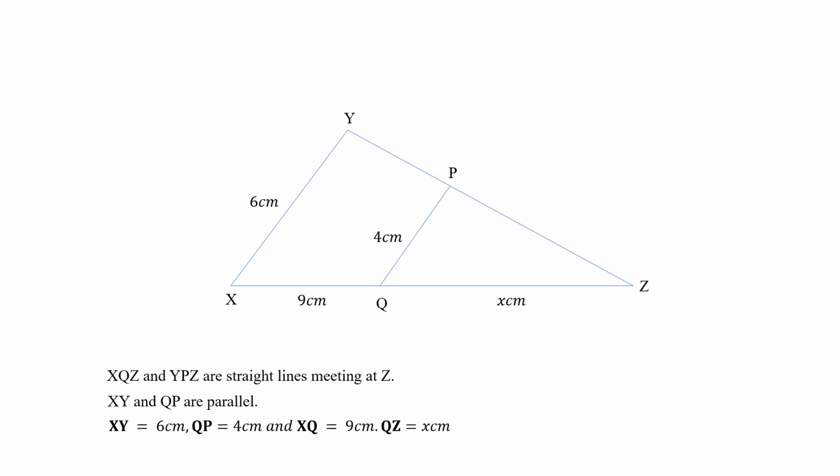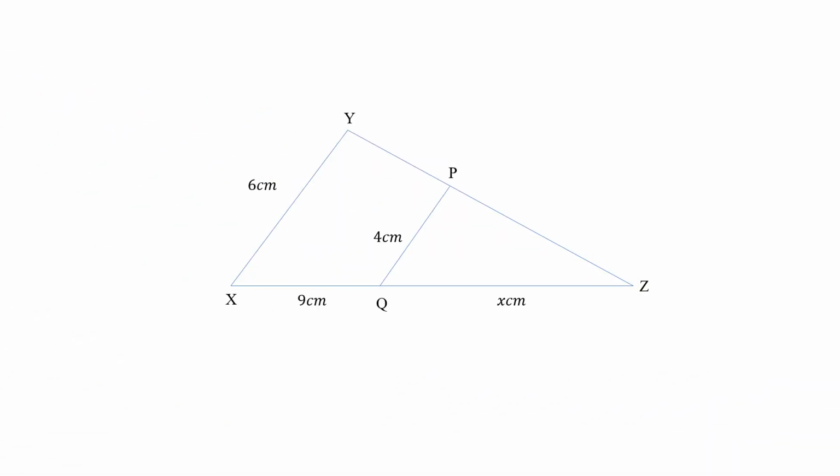The dimensions I've already told you, but let me just repeat for the sake of others. XY is equal to 6 centimeters, and QP is equal to 4 centimeters, and XQ is equal to 9 centimeters, and QZ is unknown, which means that it has to be calculated. So that was the information in the question.